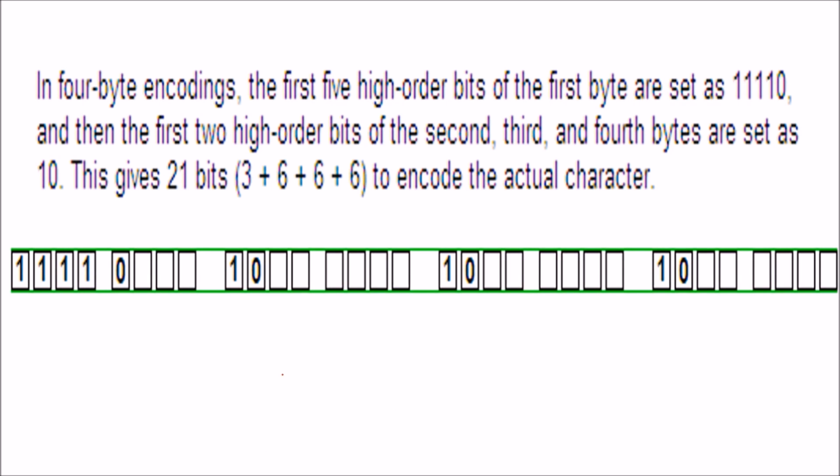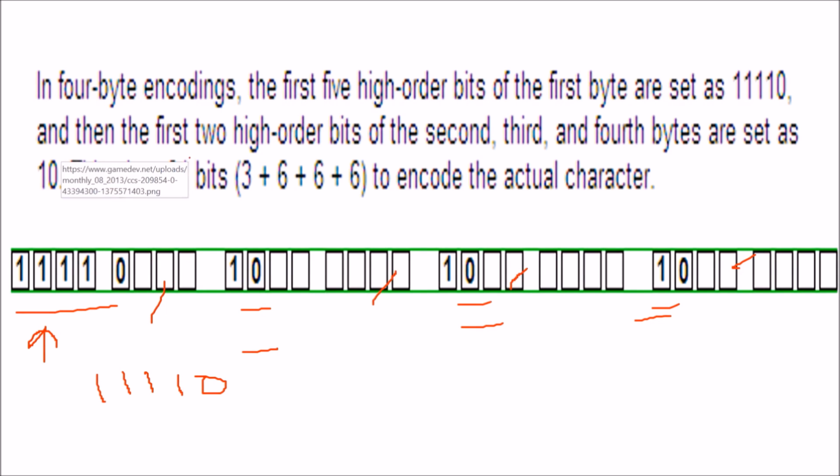And finally, the 4 byte encoding. The first 5 bits of the first byte are fixed, 11110, and the other bytes again have 10. So how many are we left with for 4 byte? The first 5 higher order bits of the first byte are fixed, 1 1 1 1 0, here 1 0, here 1 0, here 1 0. So 3 are left, then 6, 6, 6. 18 plus 3 is 21. So we are left with 21 bits to encode the actual character.